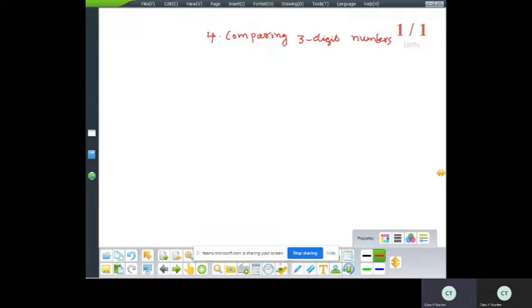We learned greater than, less than, and equality in our previous class. Today we are going to solve some test with problems, that is page number 50. Already we have finished question number 1, 2, 3. Now question number 4.